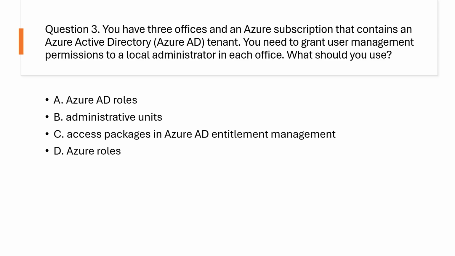Question 3. You have 3 offices and an Azure subscription that contains an Azure Active Directory, Azure AD tenant. You need to grant user management permissions to a local administrator in each office. What should you use? A. Azure AD roles. B. Administrative units. C. Access packages in Azure AD entitlement management. D. Azure roles.